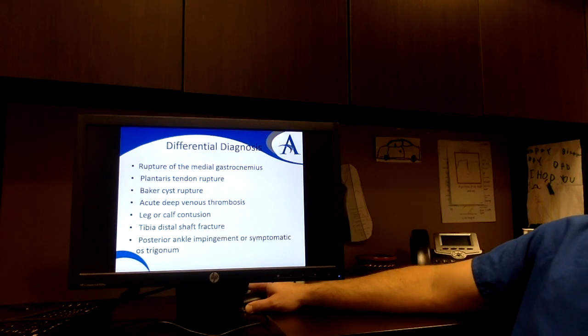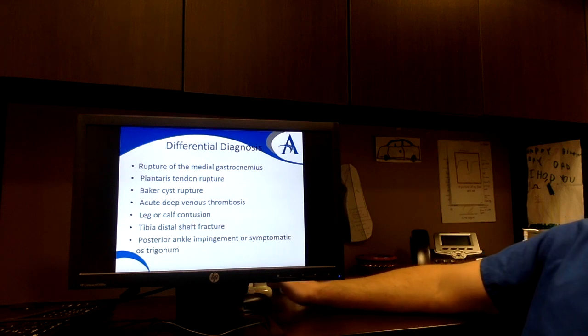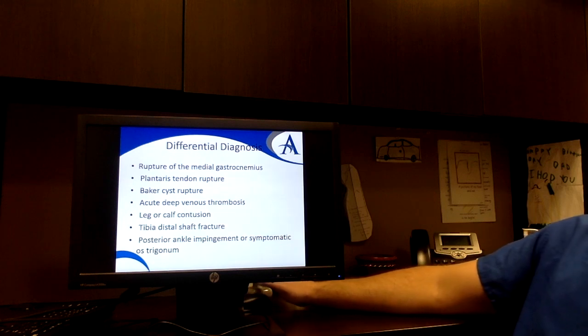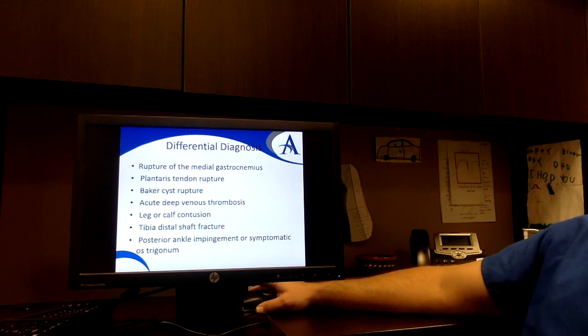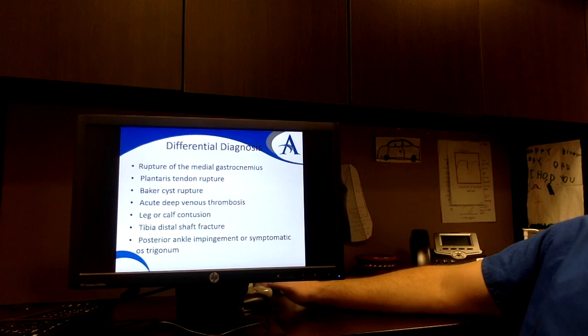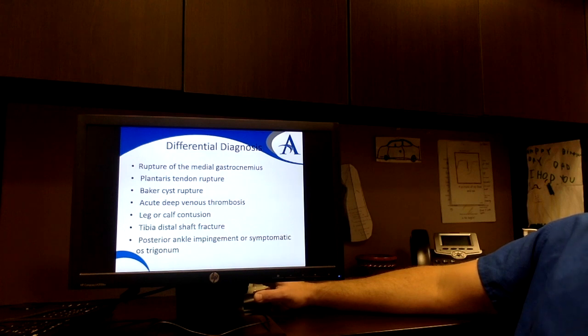So the differential, this is a big one. Very common injuries in athletes are hamstring injuries, medial gastroc injuries, plantaris tendon ruptures, Baker cysts, DVTs, and leg or calf contusions. So whenever you have an athlete who sustained an impact injury, you're thinking contusion. Gastroc tears, partial tears, grade 1 or grade 2, are extremely common, especially in the medial head. It's the larger, stronger head in the gastrocsoleus complex. Plantaris tendon ruptures are extremely rare, not as common as the gastroc.